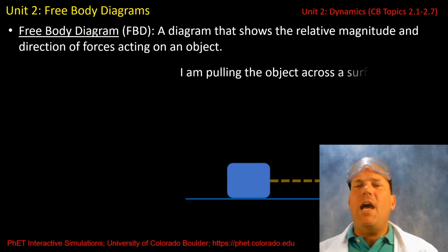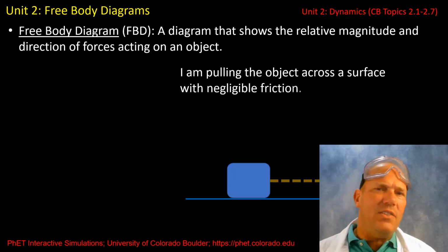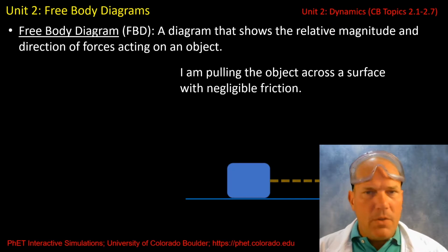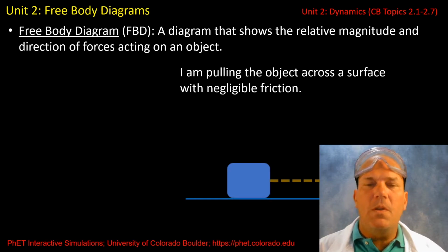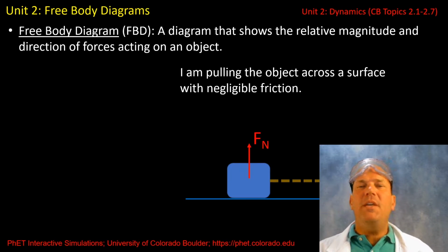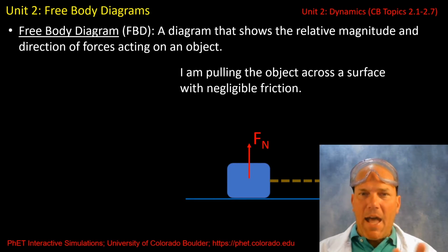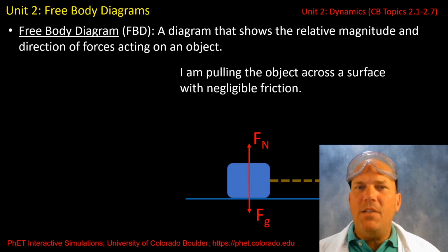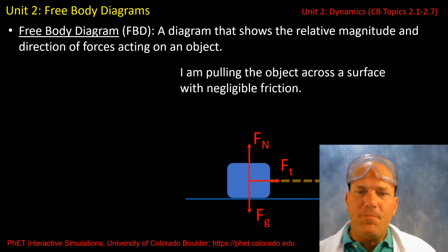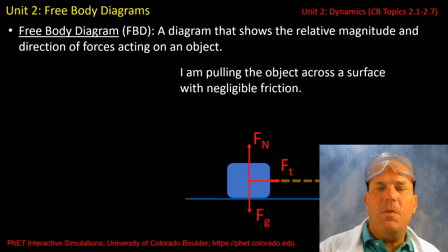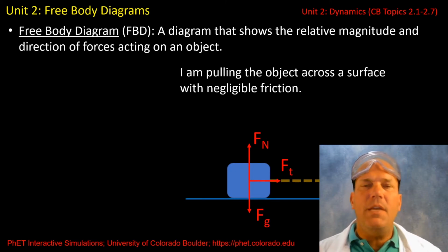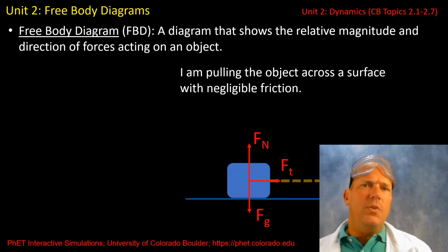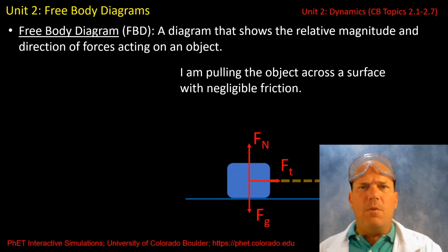Here, I'm pulling an object across a surface, and that surface has negligible friction. In other words, we will neglect friction. There is no friction for this scenario, which means if you draw your free body diagram onto the object, you can see here we have force normal, then equal in magnitude, opposite in direction, we have the force of gravity, and then of course the force of me pulling on the object, force of tension, but there is no leftward force to counterbalance the rightward force of tension.